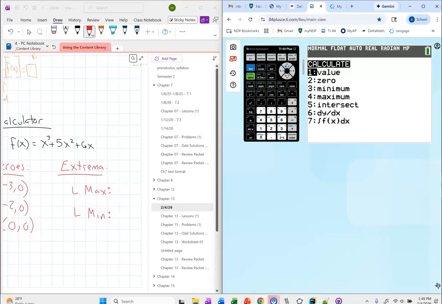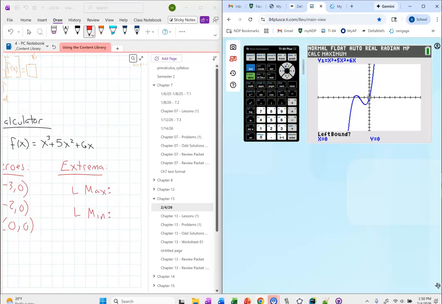Which command do you think I need if I'm looking for the local maximum? Minimum and max. If I'm looking for the local maximum, I want maximum. Okay? It's going to ask me the same 3 questions. It's going to ask for left bound, right bound, and guess.